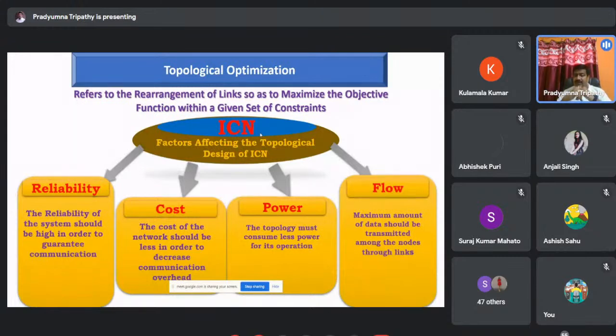It should have less power consumption and maximum flow. The topology must consume less power for this operation, and the maximum amount of data should be transmitted among the nodes through the links. So it is not very easy to design an interconnection network, because we need to maximize certain things or minimize certain things under some constraints.